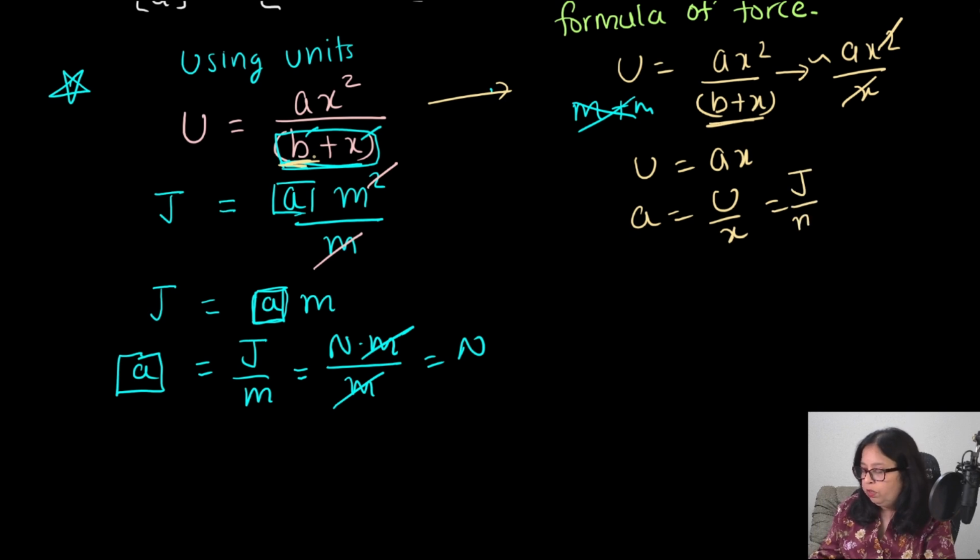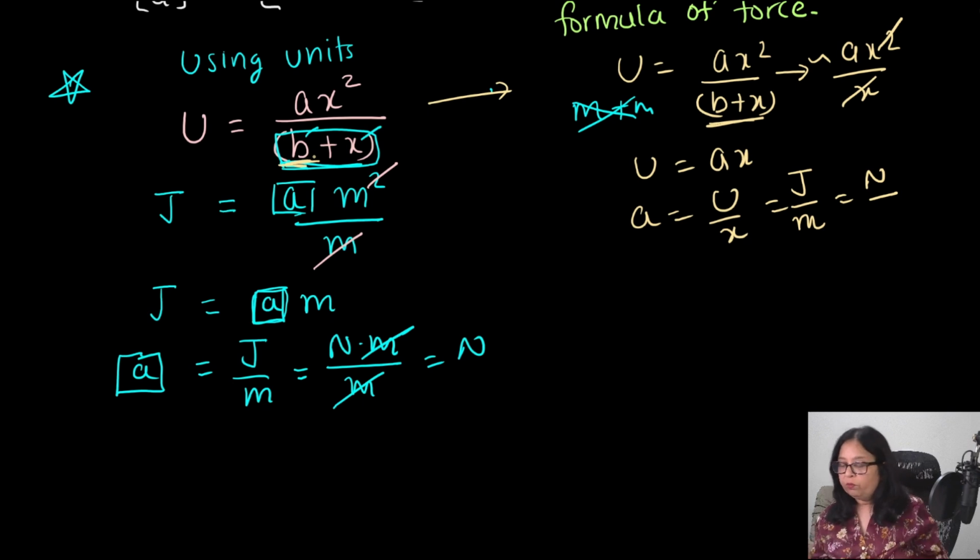Joules over meters, which gives us newtons. And newtons have the dimensional formula of force: M1 L1 T minus 2. And from here, it was very easy to tell the dimensional formula for B. It's just that of length.